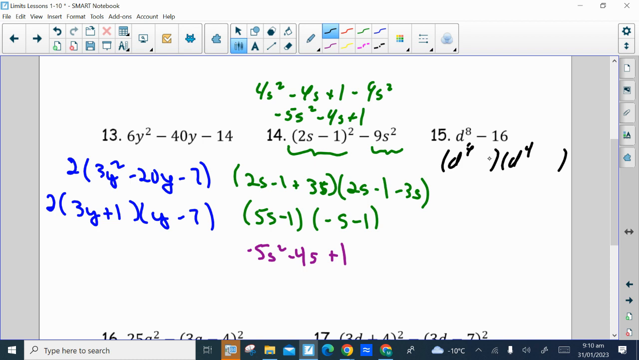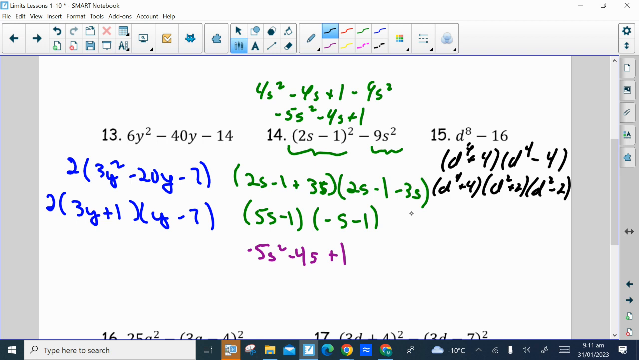The last term, 16, the square root of that is 4. One's a plus, one's a minus. D to the 4th minus 4 can be factored again. You cannot factor sum of squares, but you can factor difference of squares. Square root of d to the 4th is d squared. Square root of 4 is 2. One's a plus, one's a minus.